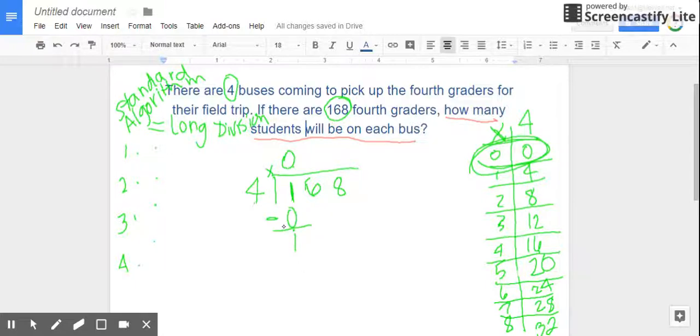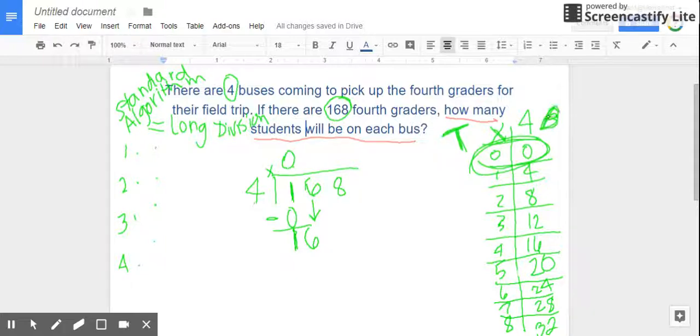Remember what we talked about in class. Divide. 1 divided by 4 is 0. Multiply. We know that 0 times 4 is 0. Subtract. 1 minus 0 is 1. Bring it on down. Bring the 6 down. I'm left with 16. Okay, we're going to label these the top numbers and the bottom numbers.